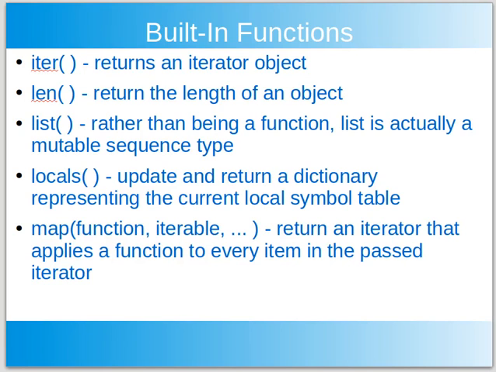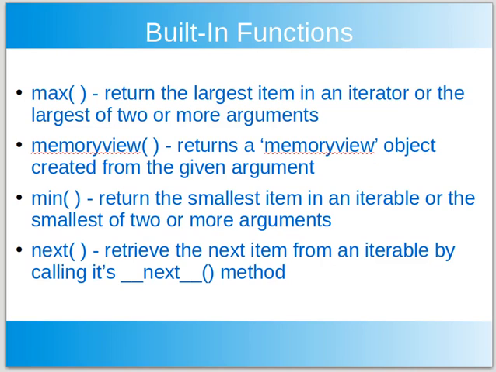List, rather than being a function, is actually a mutable sequence type. Locals updates and returns a dictionary representing the current local symbol table. Map takes a function, iterable, etc. Returns an iterator that applies a function to every item in the passed iterator. Max returns the largest item in an iterable or the largest of two or more arguments. Memoryview returns a memory view object created from the given argument. Min returns the smallest item in an iterable or the smallest of two or more arguments. Next retrieves the next item from an iterator by calling its next method.